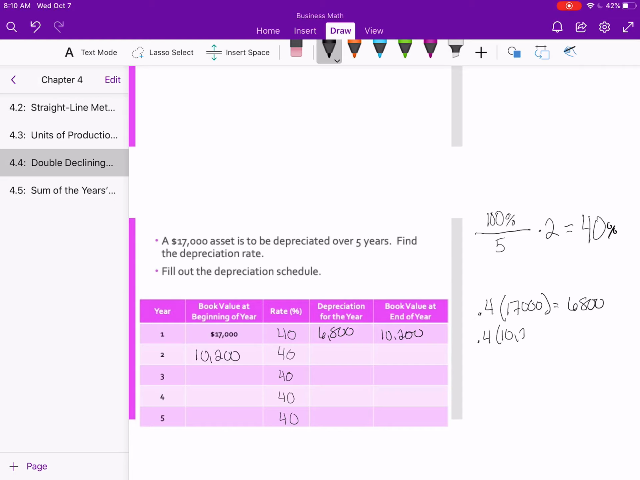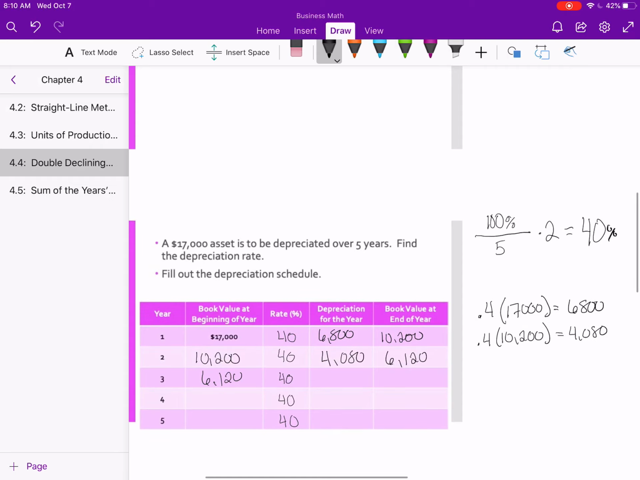So 10,200 times 40% is 4,080. So our depreciation is 4,080. Notice that as the years go by, our depreciation is going to be less and less. So our book value is 6,120. And that carries over to the next year.